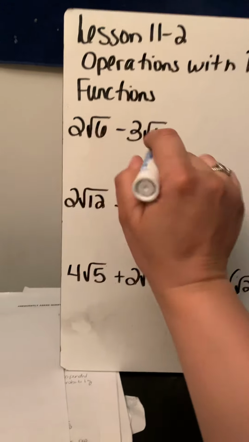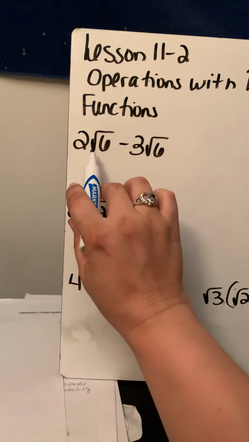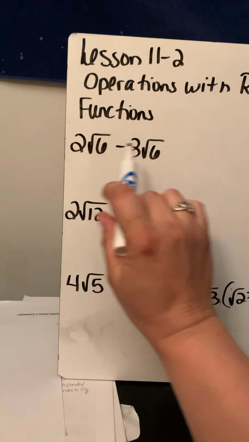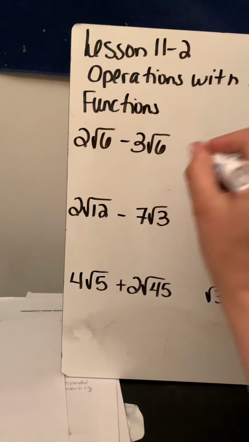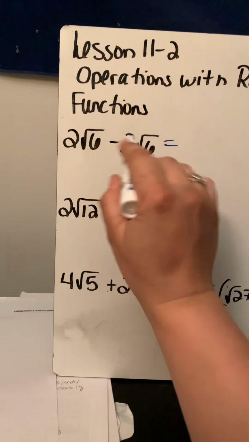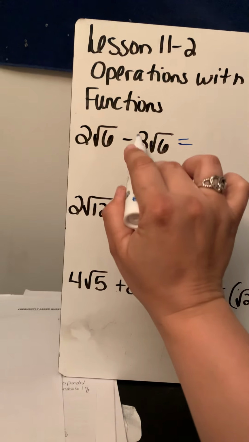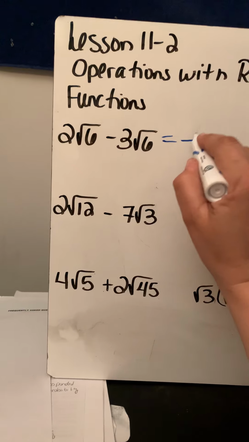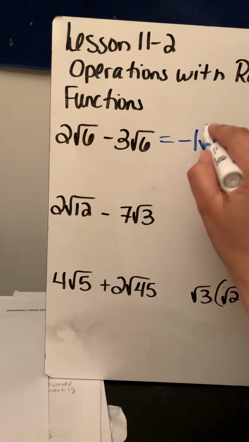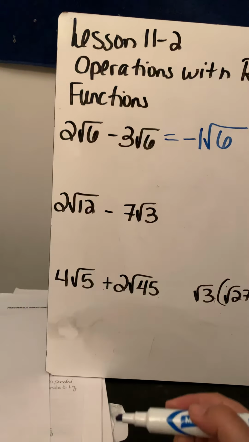Okay, so like radicals. I notice this one here is a root 6. That one's a root 6. I can go ahead and add these two. Or subtract these two, sorry. So what's 2 minus 3? Negative 1. So I would write that as negative 1 root 6.